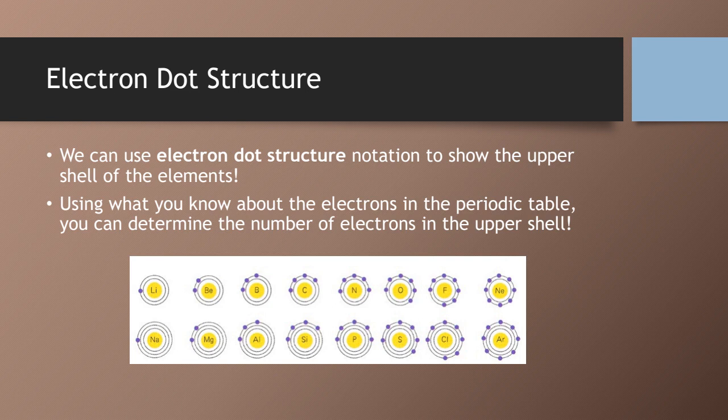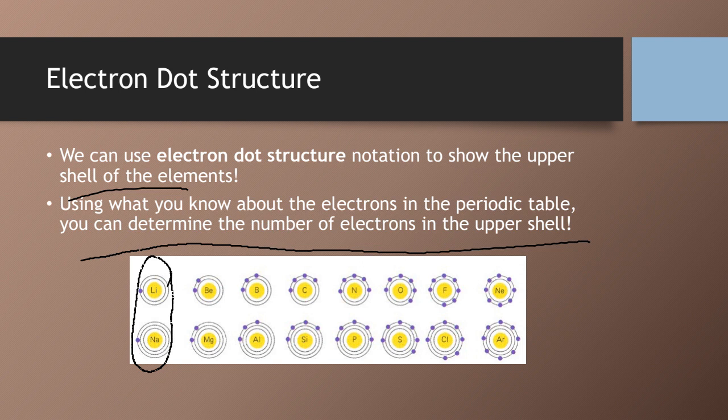We can use what's called electron dot structure notation. This is sometimes written slightly different when you're dealing with the chemistry of the elements. Talk about the upper shell of each of these elements. And because of this, we can determine a lot about the number of electrons in the upper shell, like I was just saying. And this tells us a lot about the different groups inside the periodic table. Notice the alkali metals with 1 electron floating around all by itself. And the halogens that are only missing 1 electron.